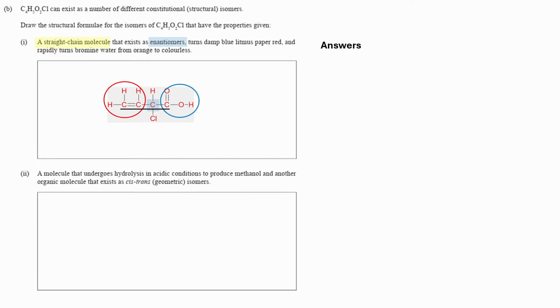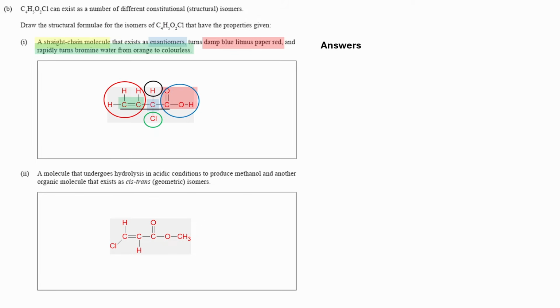Here are the four different groups, atoms that are coming off my chiral carbon. I've highlighted here in red the carboxylic acid and the part that reacts with the bromine water. Okay, so let's look at the next one. The next one, I said, needs to undergo hydrolysis in acid conditions to produce methanol.